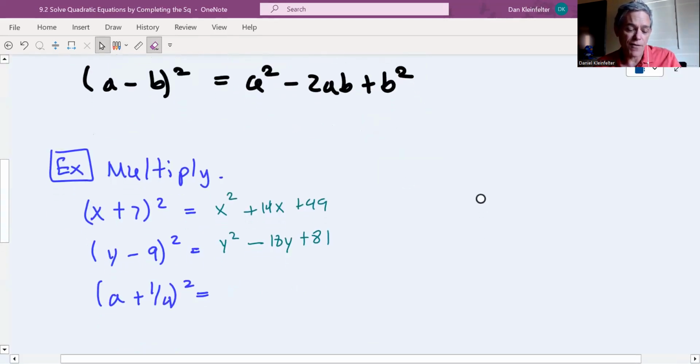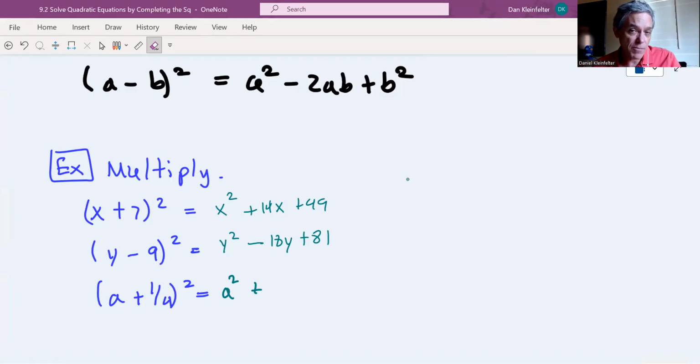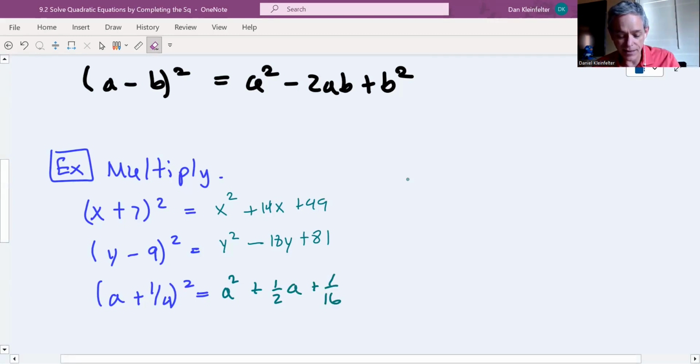Let's try one that's got a fraction in it. A plus a fourth squared. We'll have a squared in the front. We got a plus this time. And then 1/4 a, that's the product of the two things. 1/4 a, but you've got two of them, so that's a half of an a. And then in the back, 1/4 times 1/4 will be 1/16.